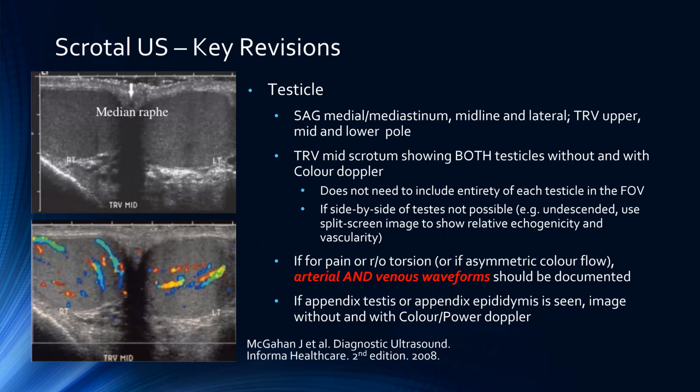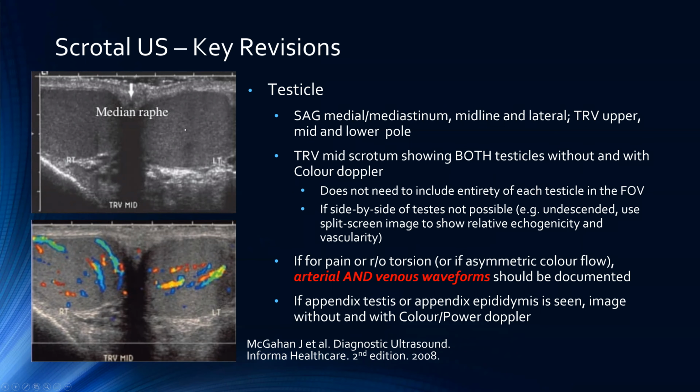Just to round off our whirlwind of the revised protocols into the pelvis, just starting with the male pelvic scrotal ultrasound. Really, again, nothing groundbreaking. The expected usual sagittal long axis images of the parasagittal, medial, and lateral, and then the midline, as well as the transverse grayscales of the upper, mid, and lower pole.